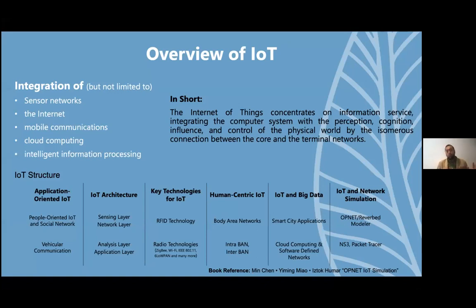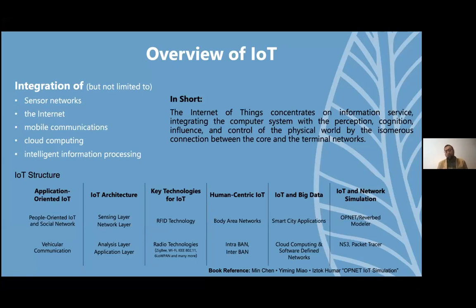Even you don't need to connect our internet connections, or you can combine your networks to the internet, and you can accomplish some of your tasks. So if we talk about some IoT structures, we can categorize in this way: application-oriented IoT, so let's say people-oriented IoT. We can also talk about industrial IoT, for social networks. We can talk about vehicular communications.